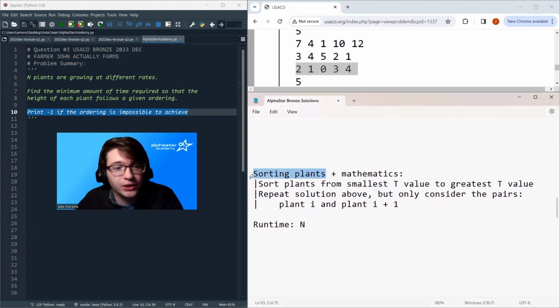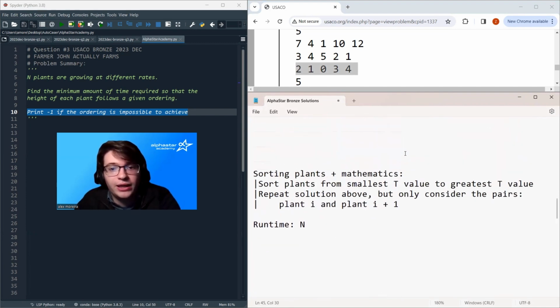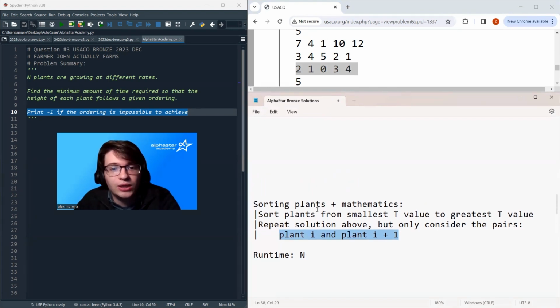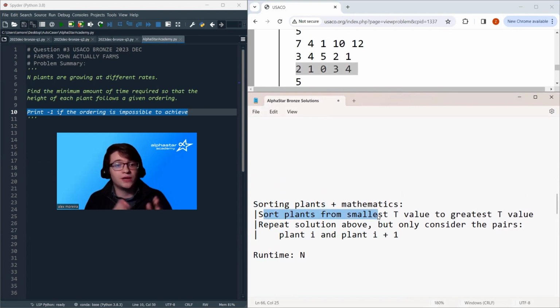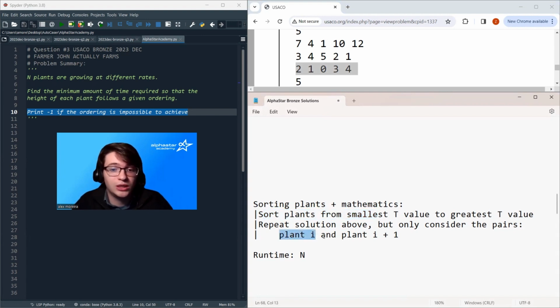So this is going to be our final solution idea here. We're going to sort the plants, and then we're going to apply the same mathematics that we had earlier, where we calculate the min number of days required for a pair to satisfy the ordering. And then we only have to look at the plants I and I plus 1 for all values of I, right? So the key idea here is if we sort the plants, then we can reduce the number of pairs we have to consider. So we still have to consider a lot of pairs, but we've reduced the number of pairs from n squared down to only n, right? Because we're only considering pairs that have adjacent t values, right?